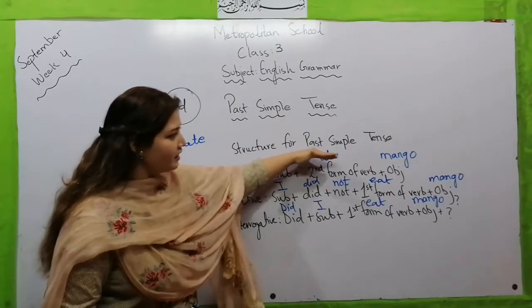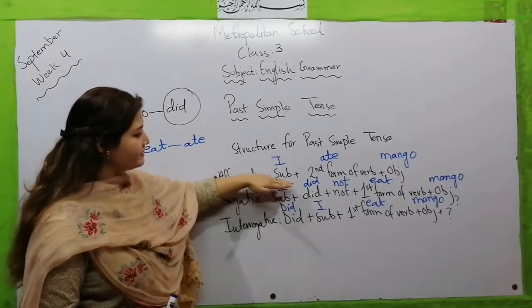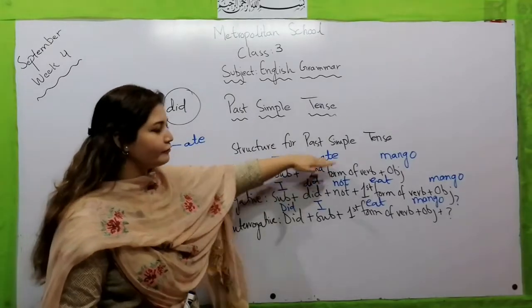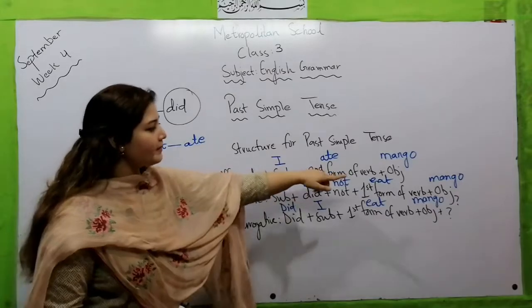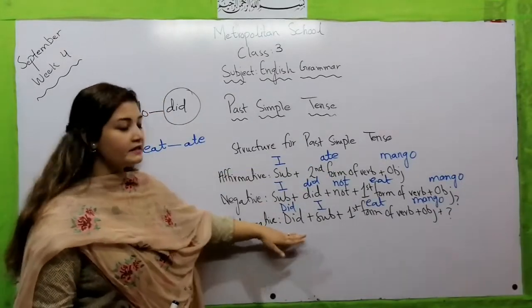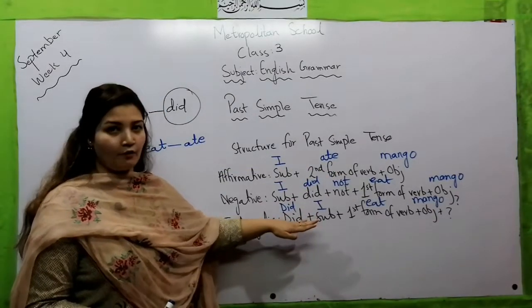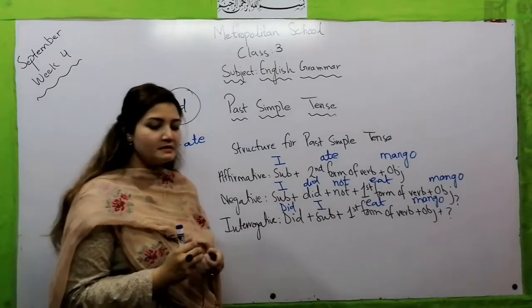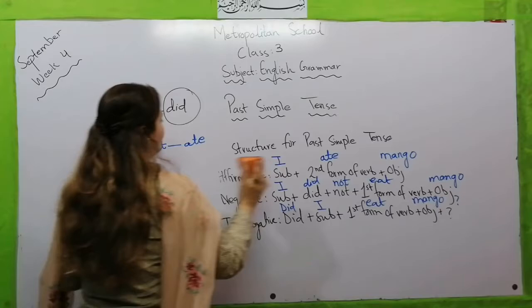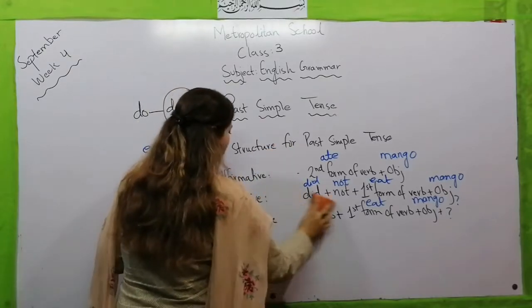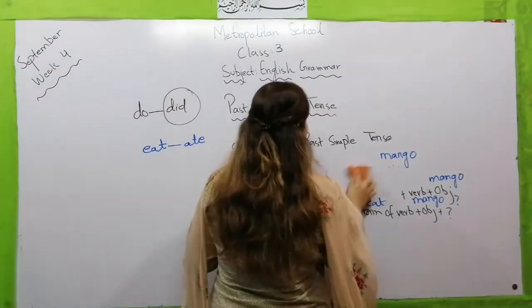Affirmative, I ate a mango. We have followed this structure: subject, second form of verb, and then the object. Negative, I did not eat a mango. Interrogative, did I eat a mango? The structure of the past simple tense is very easy, and you have to follow this structure for the translations.